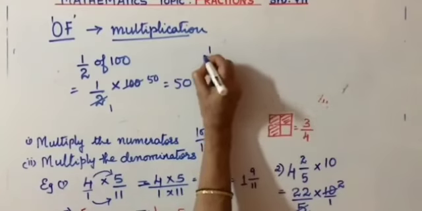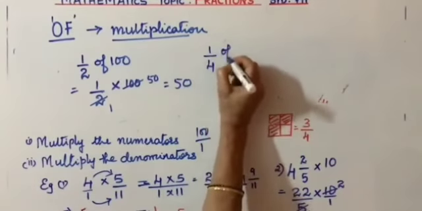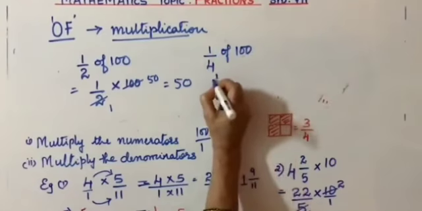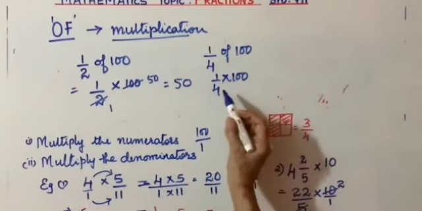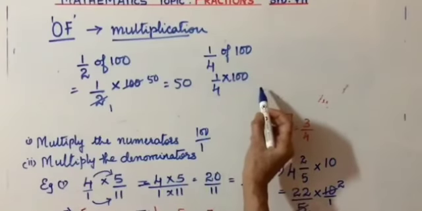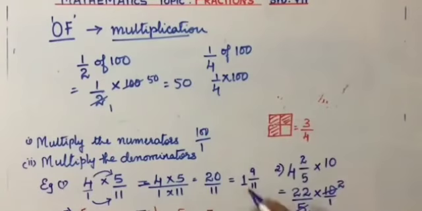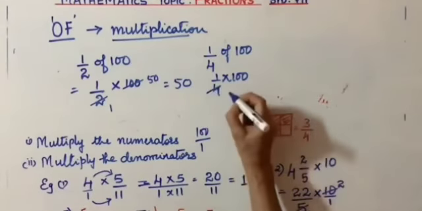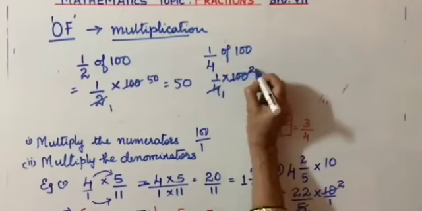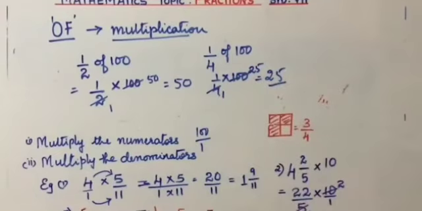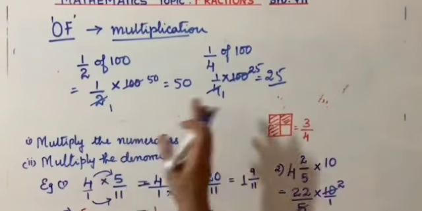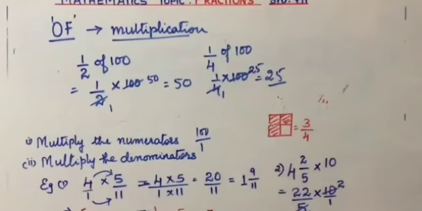Suppose I ask you quarter of 100. You will write quarter into 100. So how do you do? Actually, you can do 1 into 100, 100 divided by 4. But since you all enjoy cancellation, simplify wherever you can. So 4 ones, 4 25s. Answer is 25. So what is quarter of 100? It's 25. Okay. These are simple. You can guess even without calculation. Let us see how to calculate. Okay. Shall I erase this?